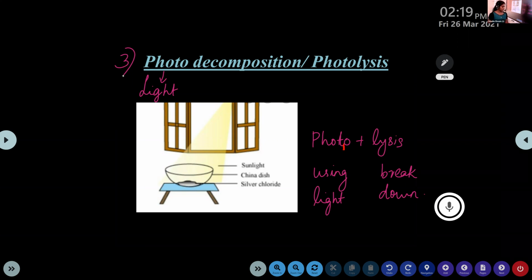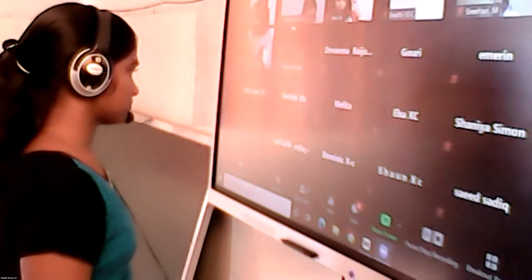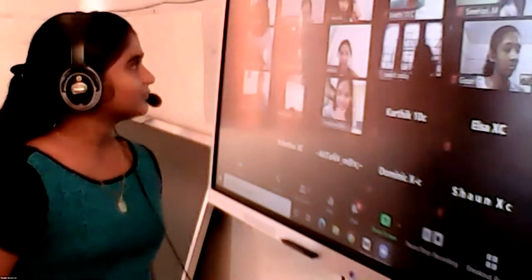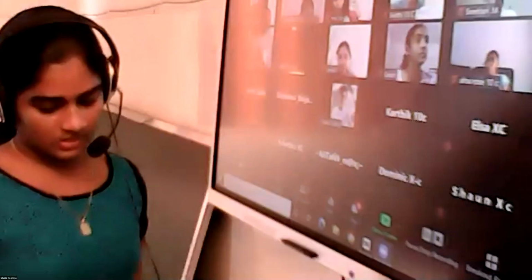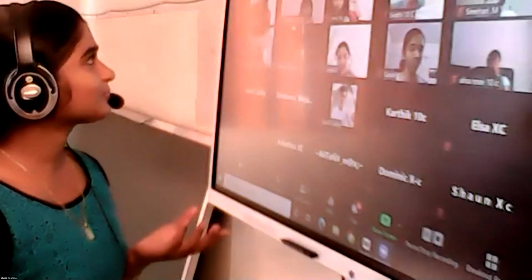Okay, then there is one activity in your textbook. Can you read that activity? Page number 9, activity 1.8. All of you switch on your videos. Take about 2 grams. Okay, Lakshmi, read. Take about 2 grams silver chloride in a china dish. Okay, wait. What do you mean by China dish? Are you familiar with that one?